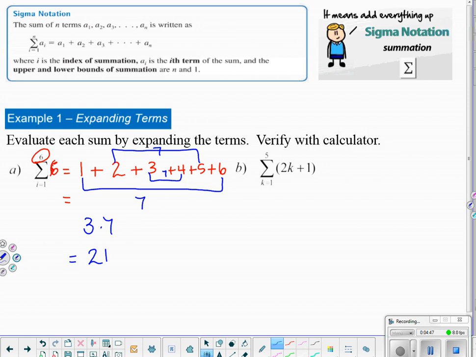Letter B, well, our index is k. It says start at 1, let k be 1. So in my mind, I'm substituting 1 in for k. I get 2 times 1 is 2, plus 1 is a 3.